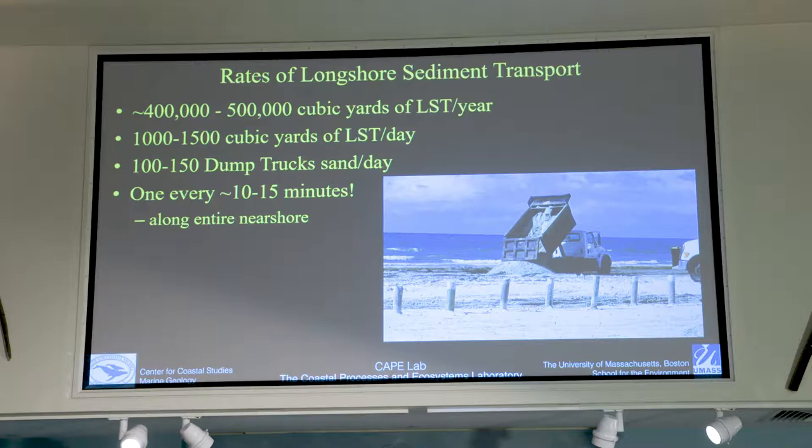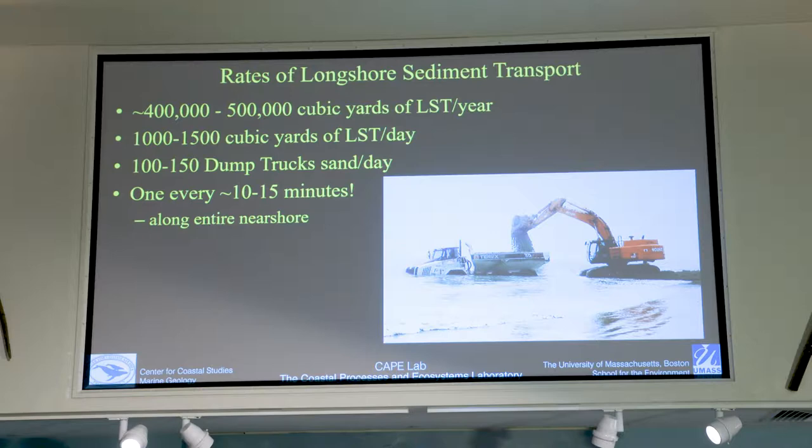In the outer beaches of Cape Cod, it's almost double that, right? And obviously, in other places, it's less. But this gives you a sense of how dynamic these areas are. Sometimes a little too dynamic to be messing around on the beaches. But again, that's longshore sediment transport.